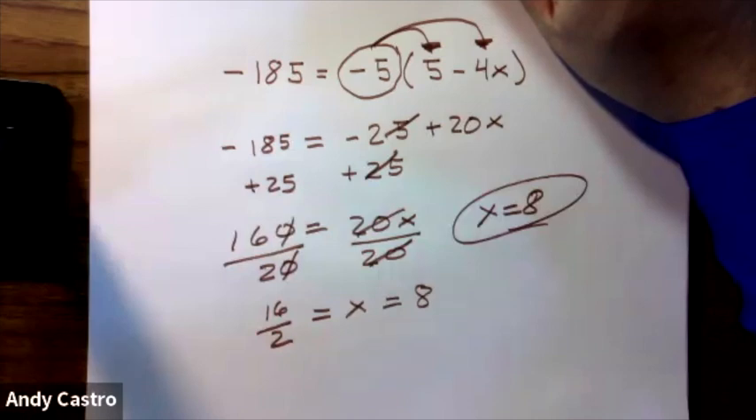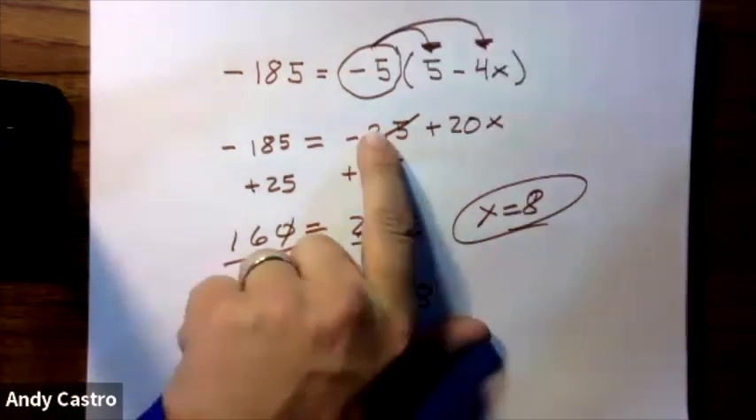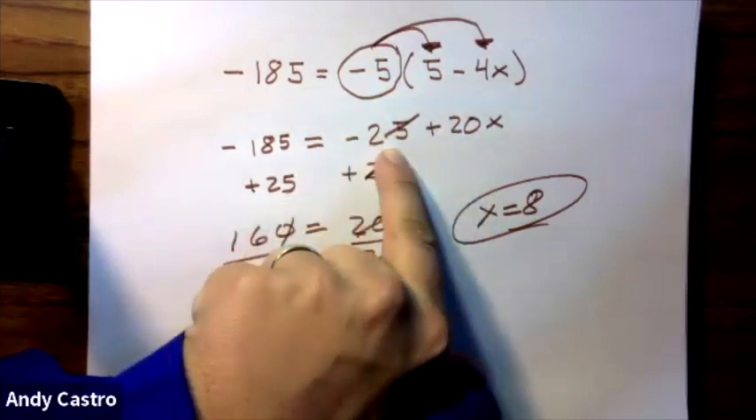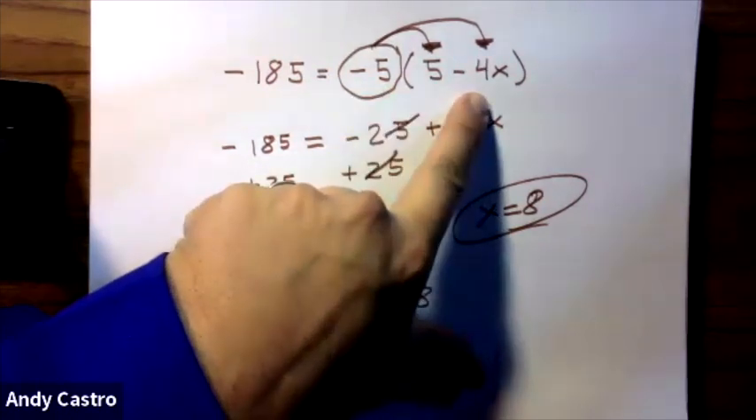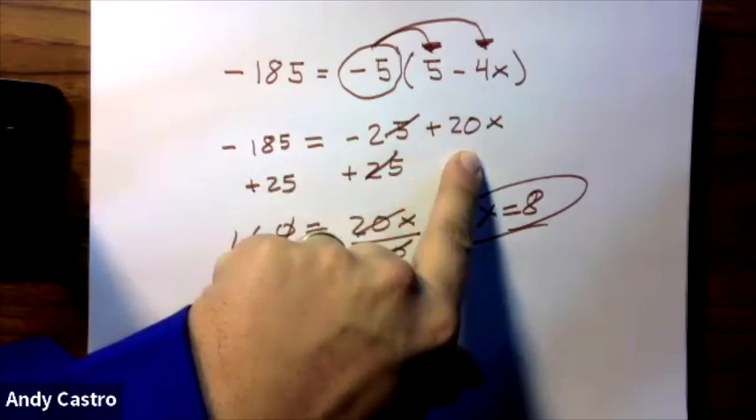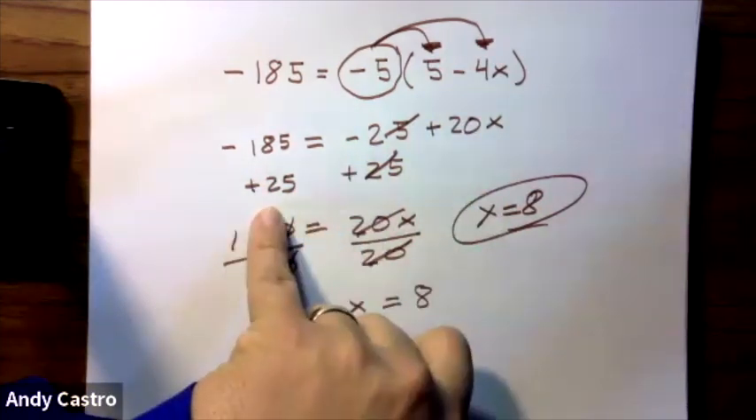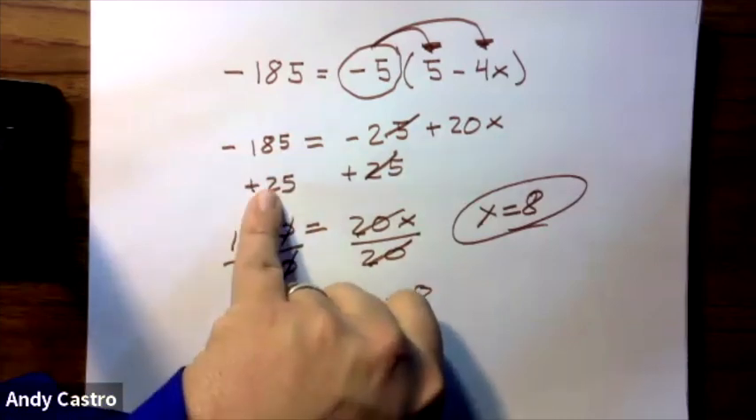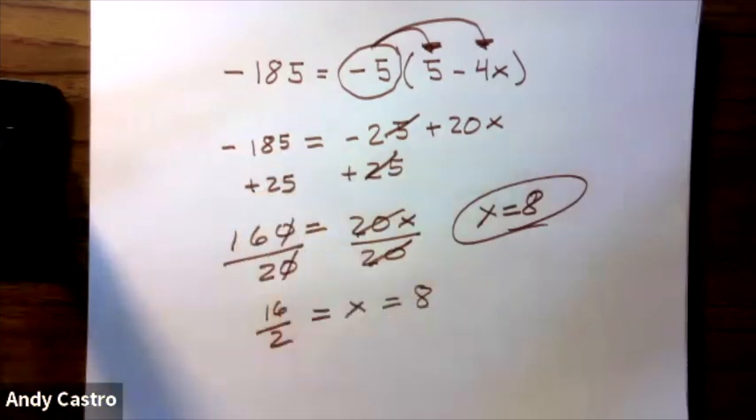A couple of people put -8. It is not -8. Be careful with those negatives. It's one of the common mistakes. -5 times 5 is -25. -5 times -4 is +20. We're adding 25 to both sides. -185 plus 25 is, oh, wait. No, that is correct. I'm sorry.